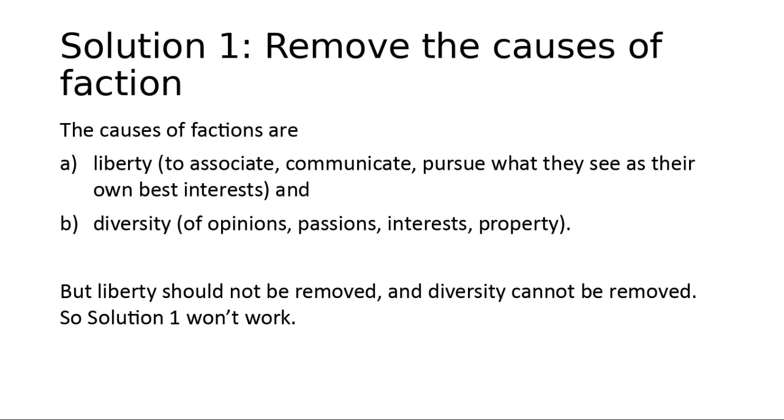Why is it a cause of faction? Because people are different. In other words, there's going to be diversity of the opinions that they form about the world, of the passions that they have, things they care about, their interests, what they see as valuable and worth pursuing and investing in. And this is really important for Madison, there's going to be a diversity of property. They're going to pursue different kinds of business, different kinds of economic ventures, and that's going to give them a vested interest in different sorts of business interests and so forth.